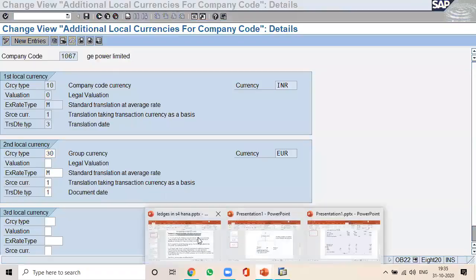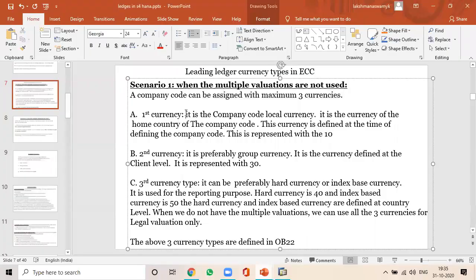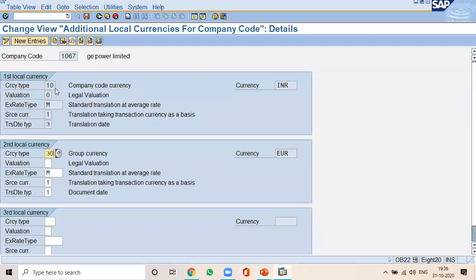Clear, no? That is first currency. It is the company code local currency. It is the currency of the home country of the company code. This currency is defined at the time of defining the company code. This is represented with the number 10. Here see, first local currency, company code currency 10.